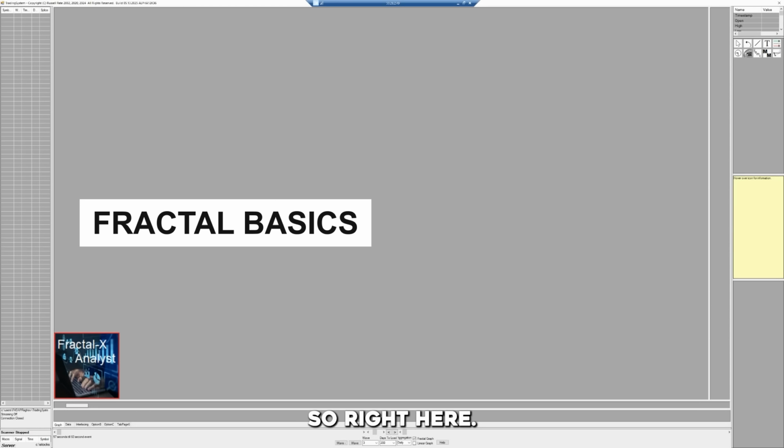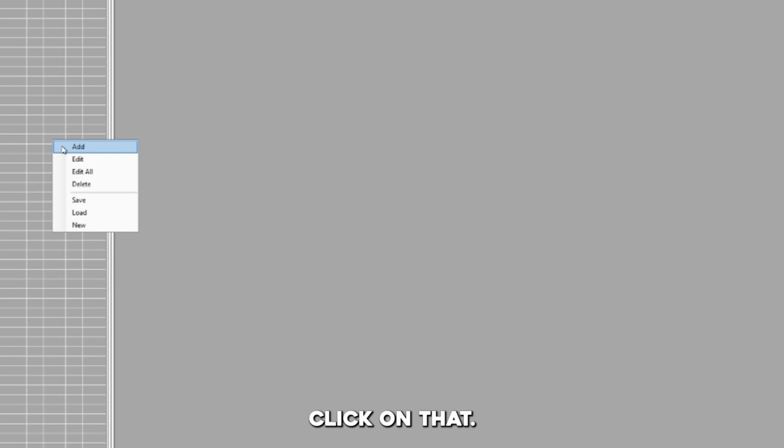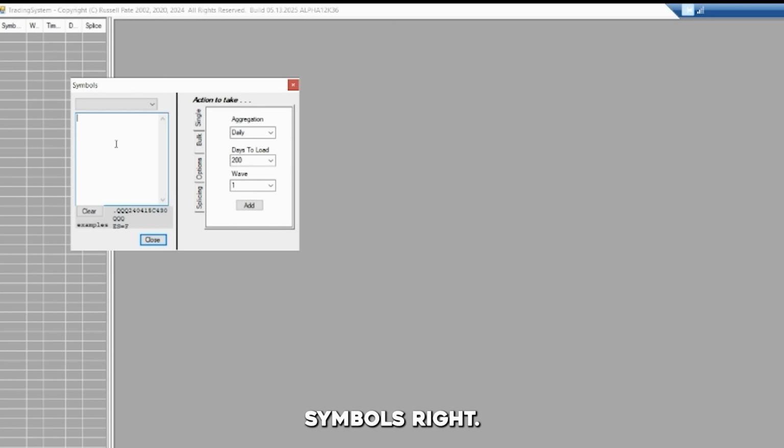So right here, that is what you're going to see when you log in for the first time, and this is the panel where you see your time frames and all your tickers. And I'm going to tell you how you can actually add tickers. If you right click here, click on add, here you can add symbols. So let's say I want to add QQQ. I can type in QQQ and then set up the time frame I want to look at.